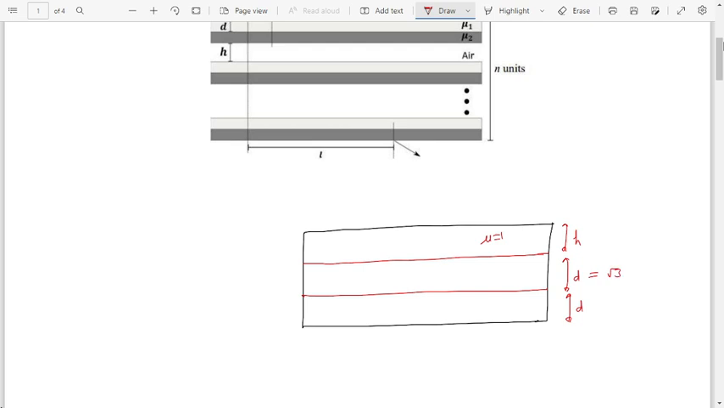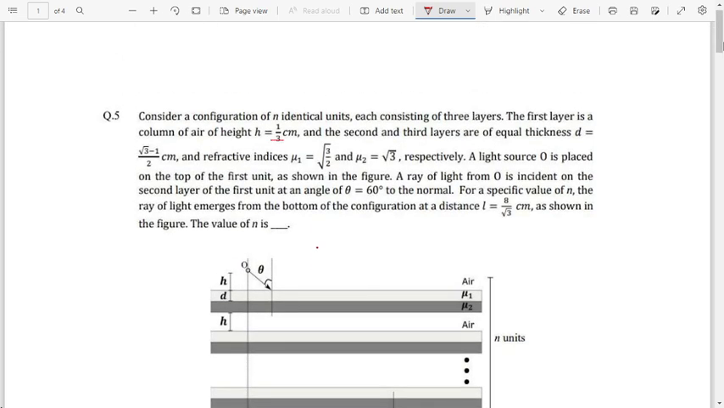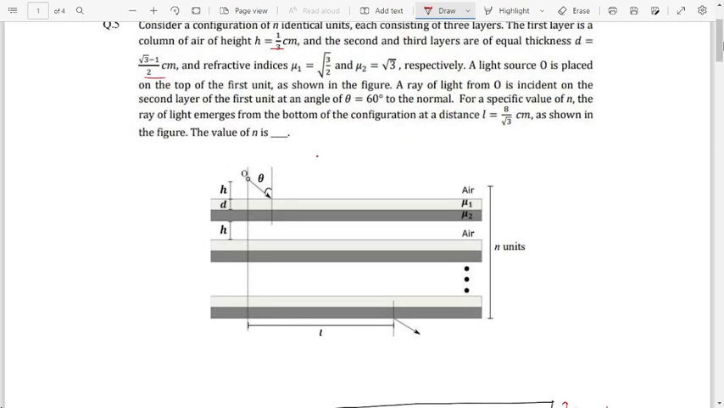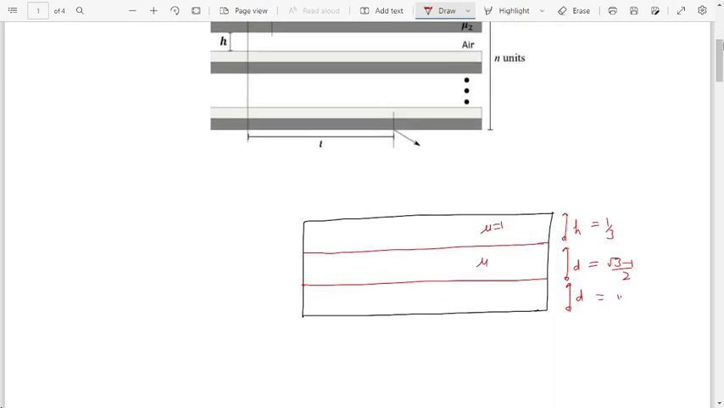D has a value of root 3 minus 1 by 2. H has a value of 1 by 3. D has a value of root 3 minus 1 by 2. So this H is 1 by 3, and D is again the same. Mu 1, that is the second medium, is root 3 by 2, and the last one, mu 2, is root 3.